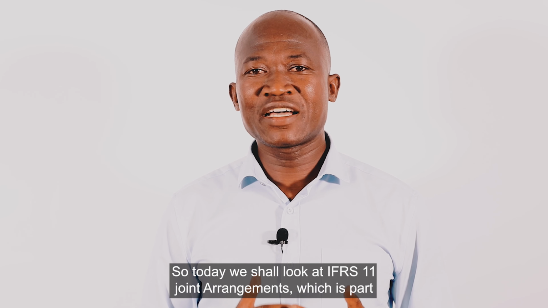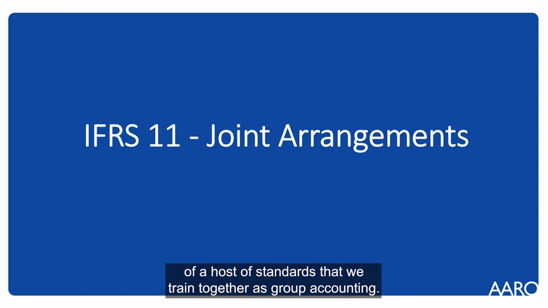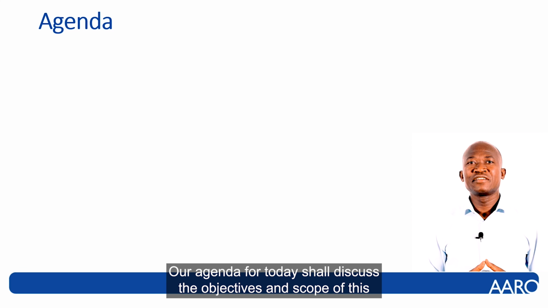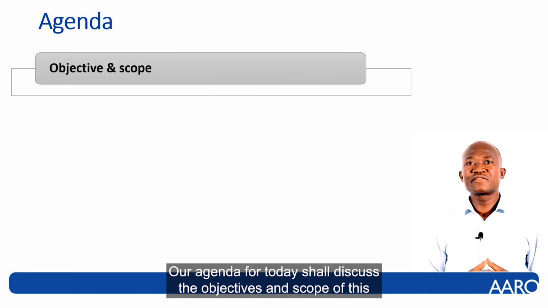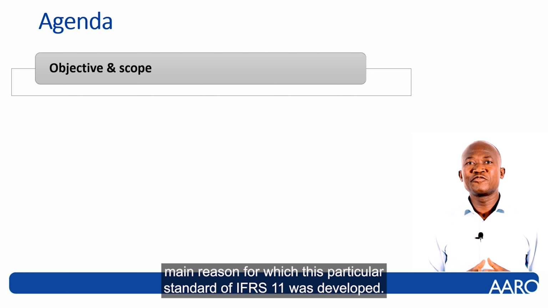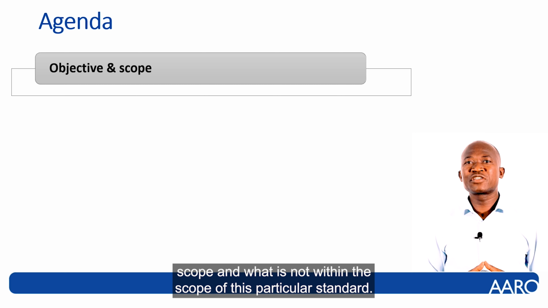So today we shall look at IFRS 11, joint arrangements, which is part of a host of standards that we train together as group accounting. Our agenda for today shall discuss the objectives and scope of this particular standard, where we shall be discussing and dissecting the main reason for which IFRS 11 was developed. Then from a scope perspective, we shall look to see what is within scope and what is not within the scope of this particular standard.